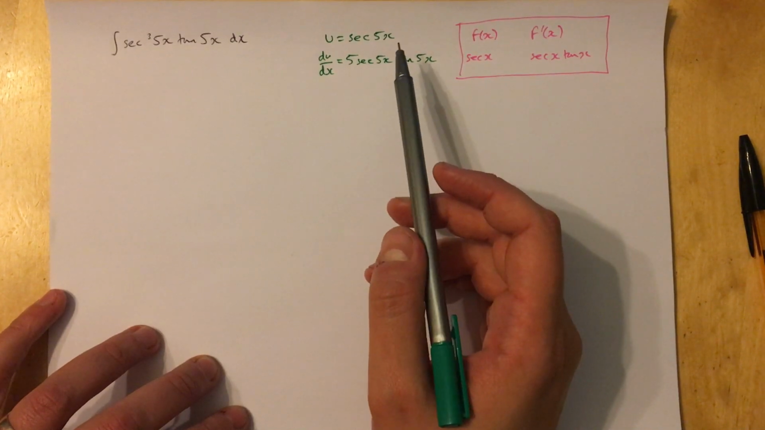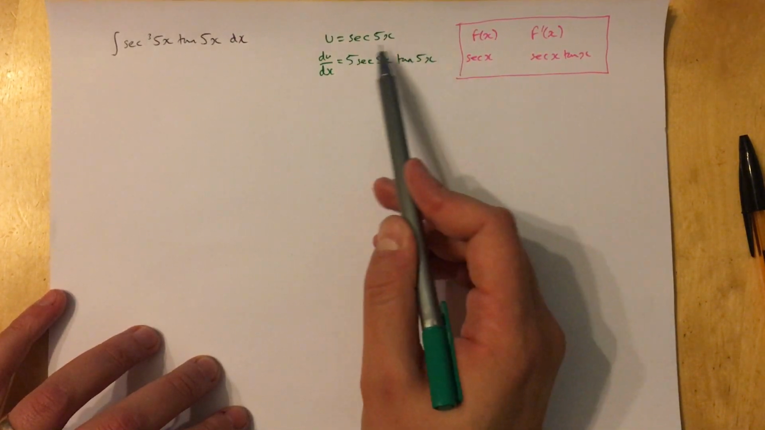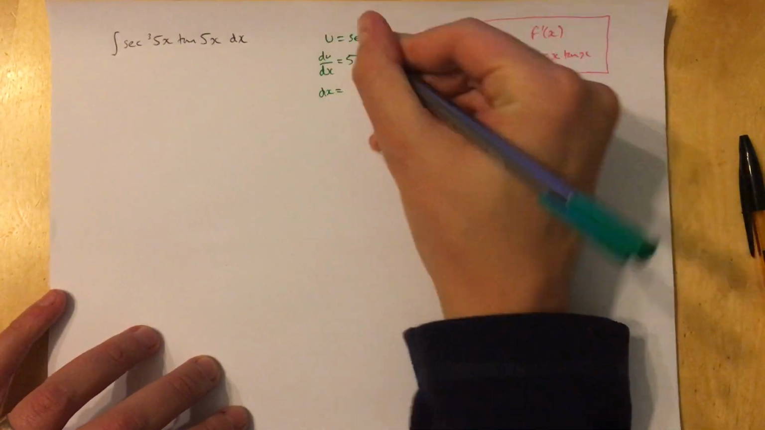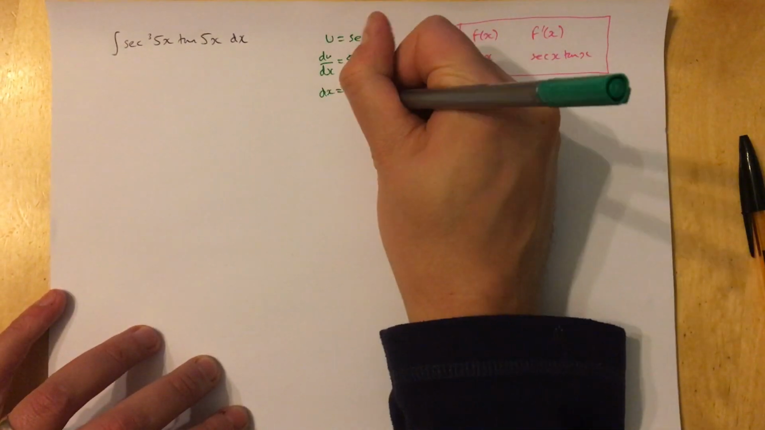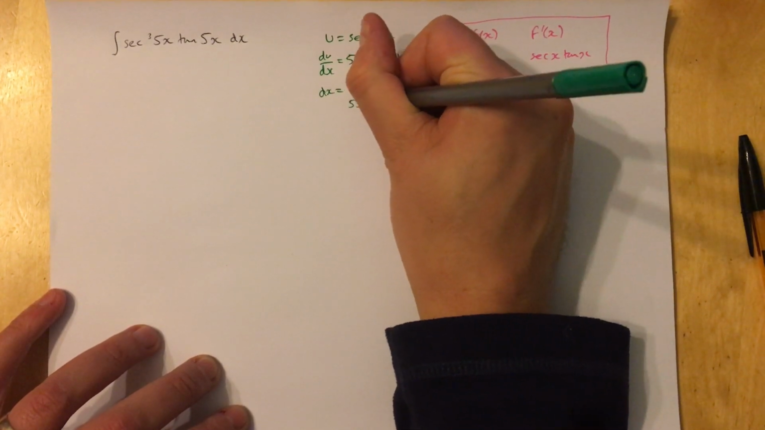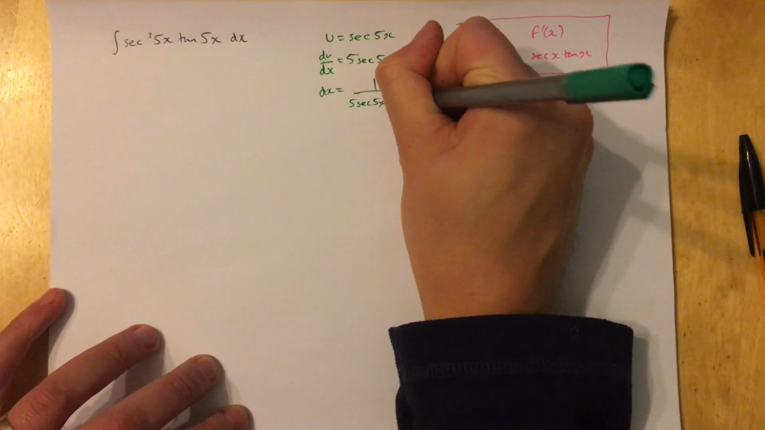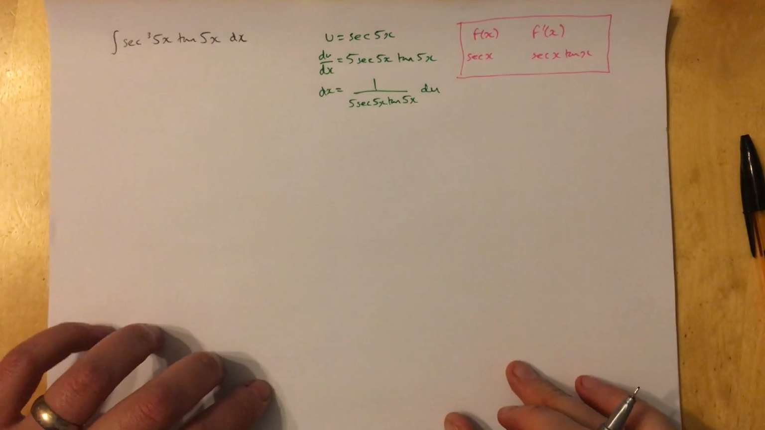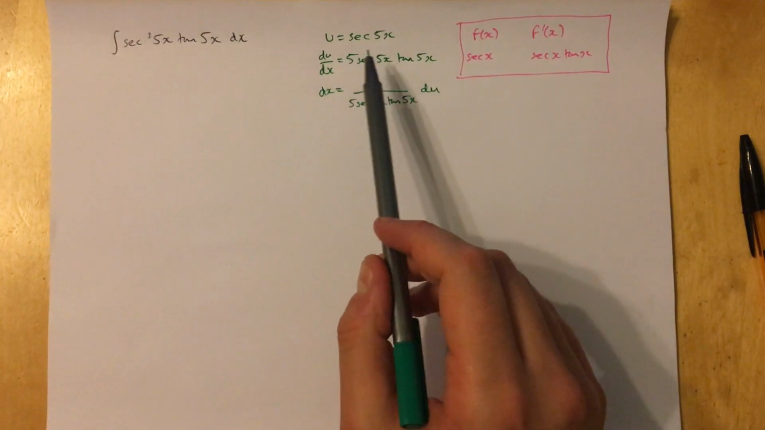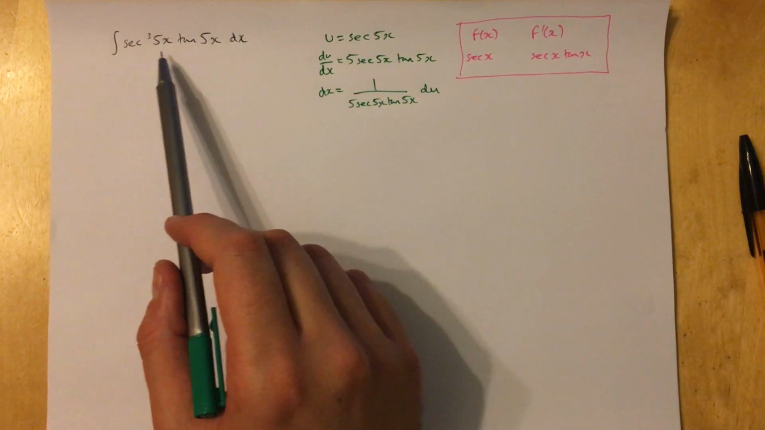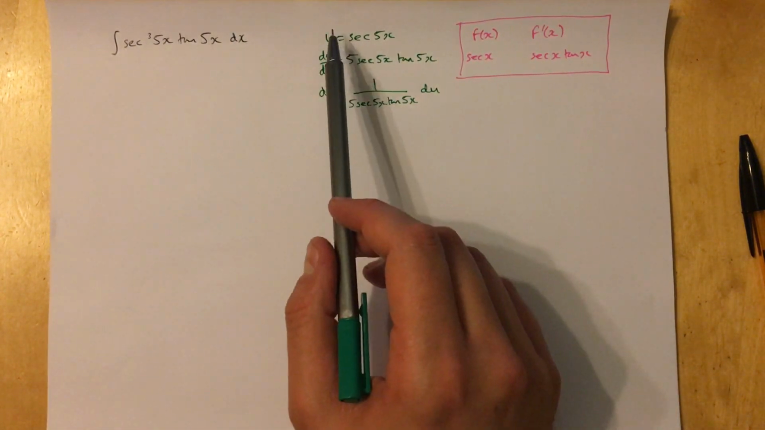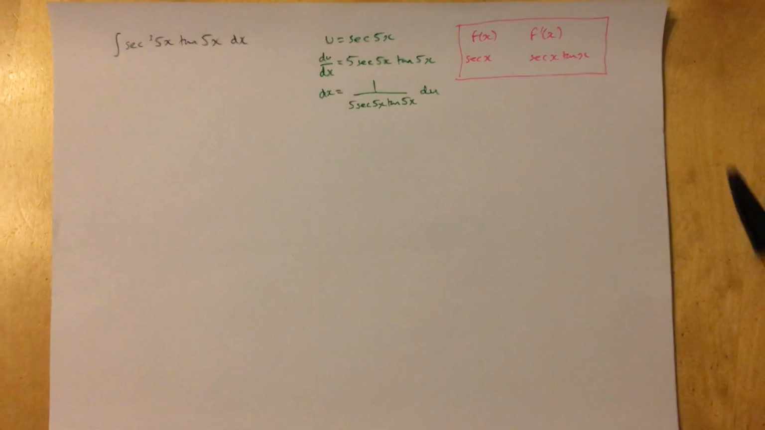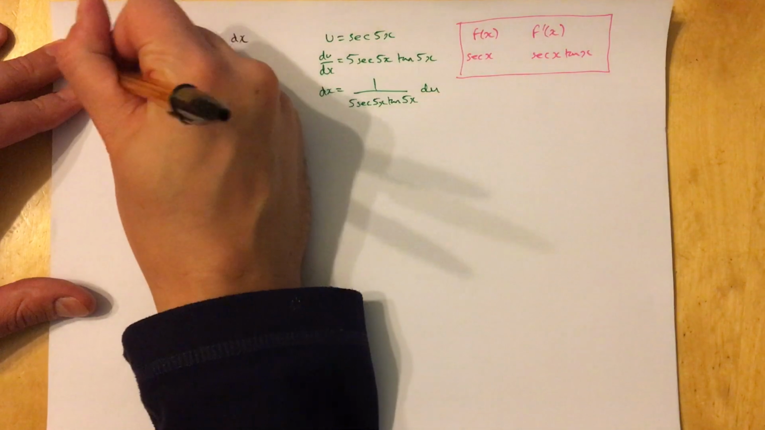So I'm going to multiply through by dx and then divide through by all of that. If we do that, what we end up with is that dx is 1 over 5 sec 5x tan 5x du. We're now ready to make our substitutions, so we can make our easy substitutions just by replacing this sec 5x with u, and then we can replace our dx with all of that. Let's see what happens when we do that.